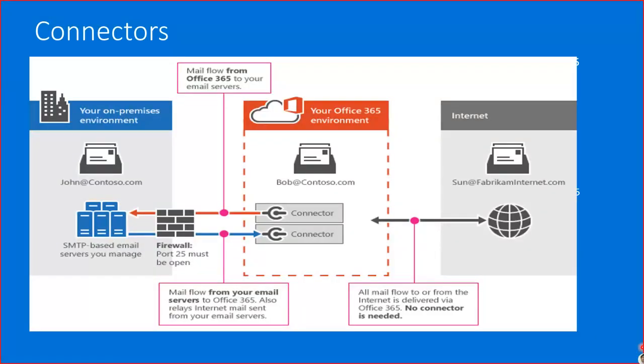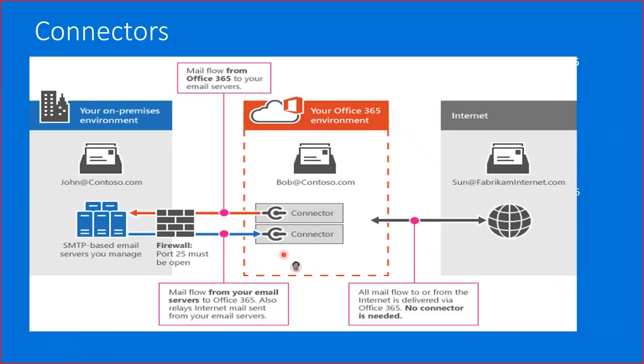Here's how an on-premise connector setup would look like. So we've got the on-premise environment here, and the important part is the domain. So we've got mailboxes for the same domain hosted on-premise as well as in Office 365, and we've got connectors for each. The important point is connectors are unidirectional.